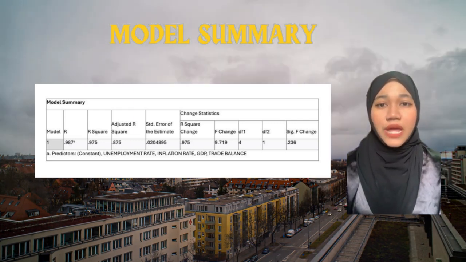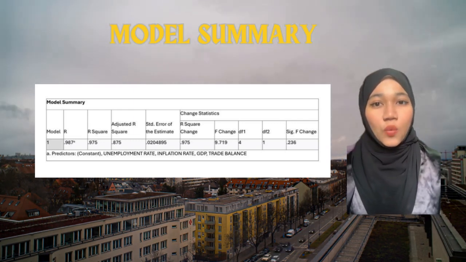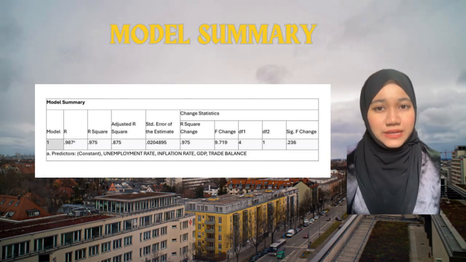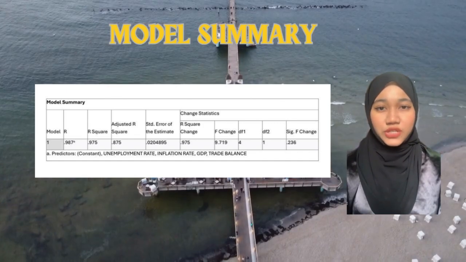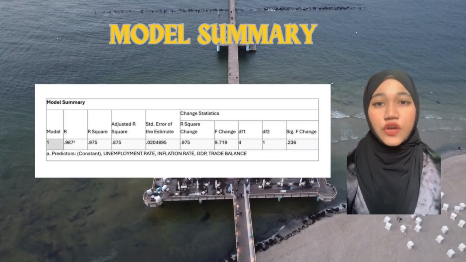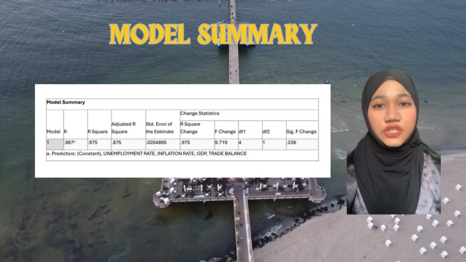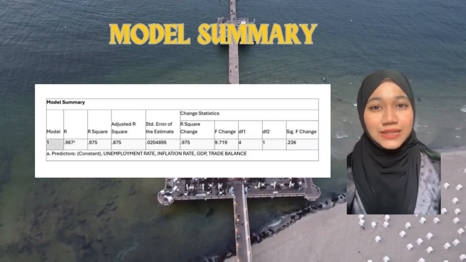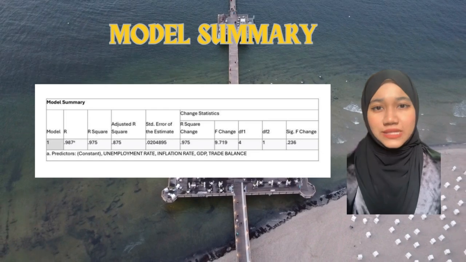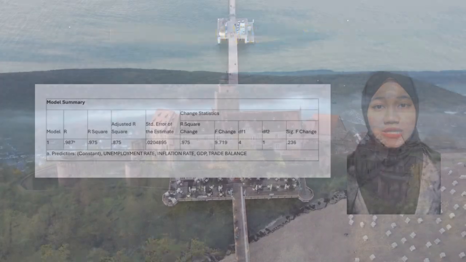The next column represents prediction error, where a lower value indicates better accuracy. R-square change, 0.975, confirms that all predictors significantly contribute. F change, 9.719, tests model improvement, while Sig. F change is 0.236.